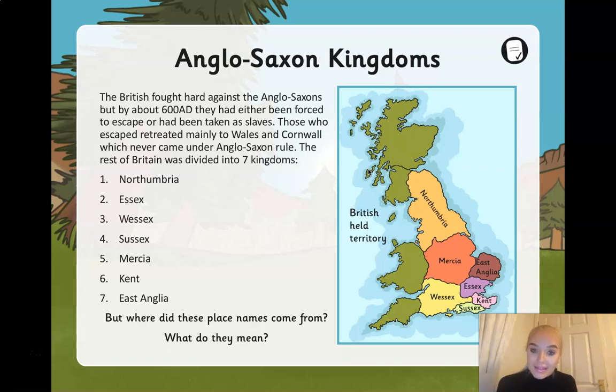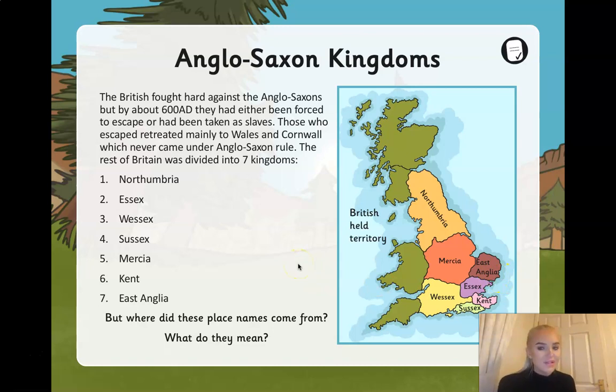That's right, the Picts and the Scots, they settled in Scotland, didn't they? Fantastic. So we can see here that the rest of Britain in the coloured sections was divided into 7 different kingdoms. So we have Northumbria, Essex, Wessex, Sussex, Mercia, Kent, and East Anglia. Now, we've heard of some of these before.